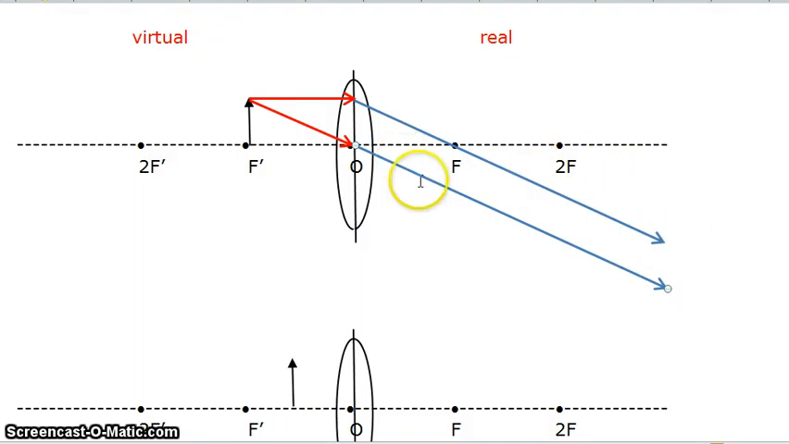Here there is a problem. These lines do not intersect ever, anywhere on the real or virtual side. That's because these are, in fact, parallel lines. Parallel lines will never intersect, which means that this is the special case where you have no image formed. When the object is directly on top of the virtual focal point, no image formed.